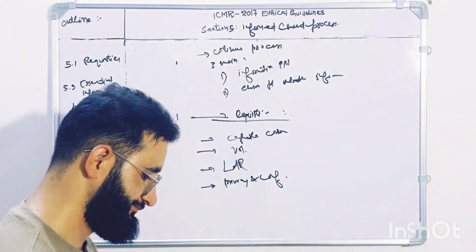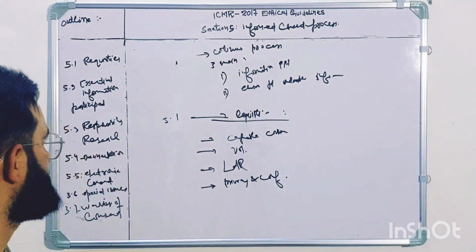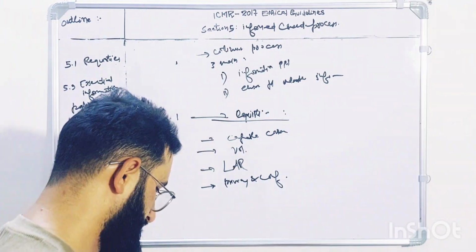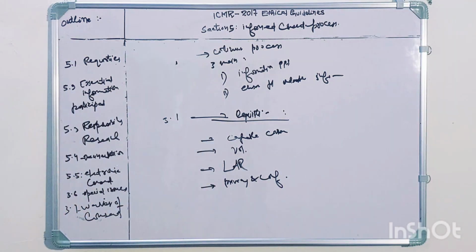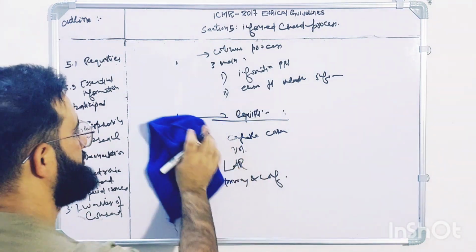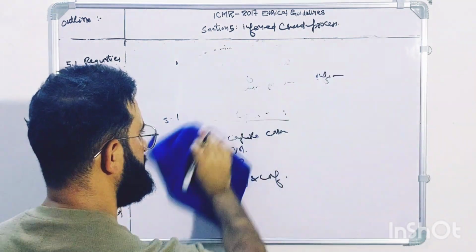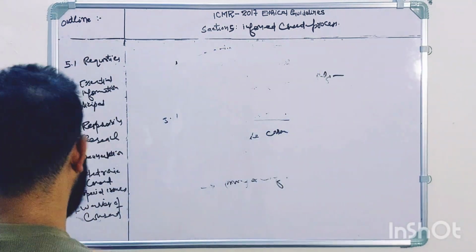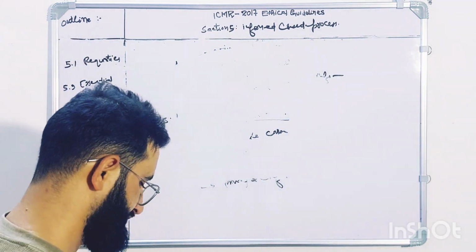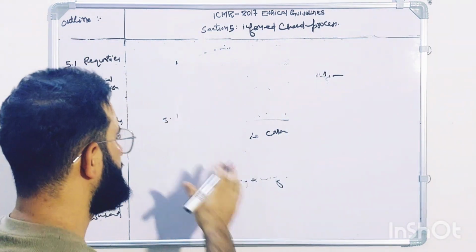and we have to ensure the privacy and confidentiality of the participants. Next, we will see the essential information which can be given to participants.